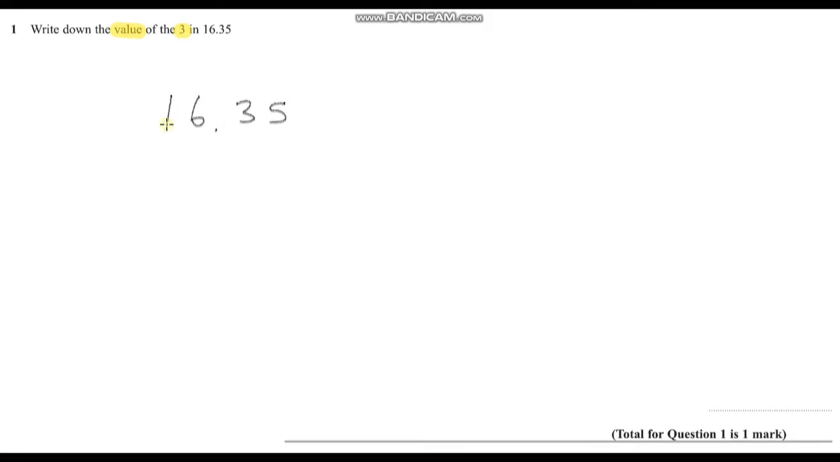Well, this is our tens column, so this is 10. The 6 is our units column, so we've got 6 units. This 3 is our tenths column, so it means 3 tenths, or we could say 0.3. And finally the 5, well, that is our hundredths column, so that represents 5 hundredths, or we could say 0.05. So it's just asking us for the value of the 3, so the 3 corresponds to 3 tenths, or 0.3.